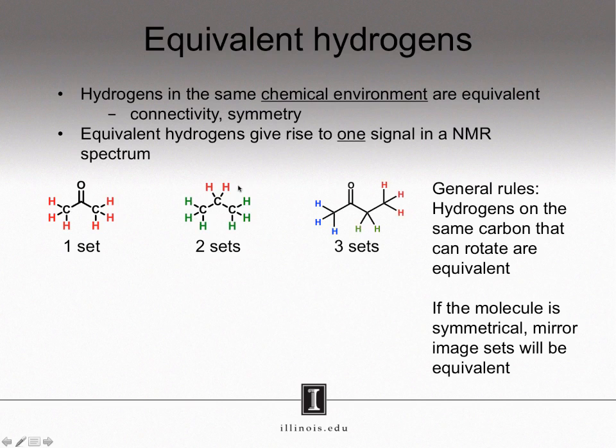In this structure, I have 3 sets of protons: the blue, the green, and the red. Hopefully you can see why the green protons are different than the other 2 colors. These red protons on the right are part of a methyl group. These blue protons on the left also belong to a methyl group, yet they are different colors. Why is this methyl group different from this methyl group?